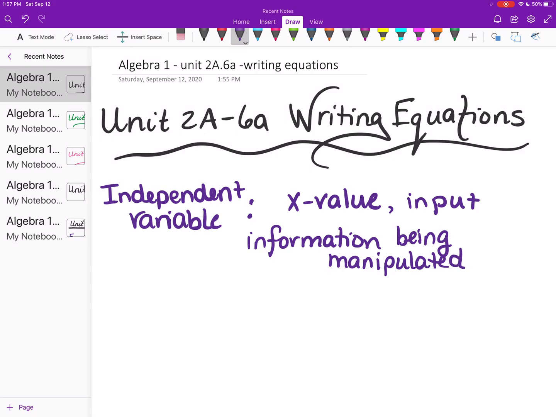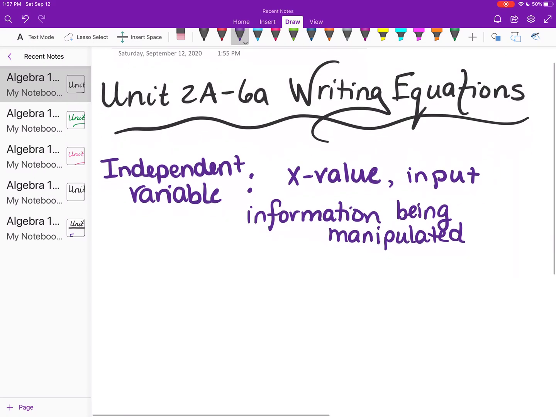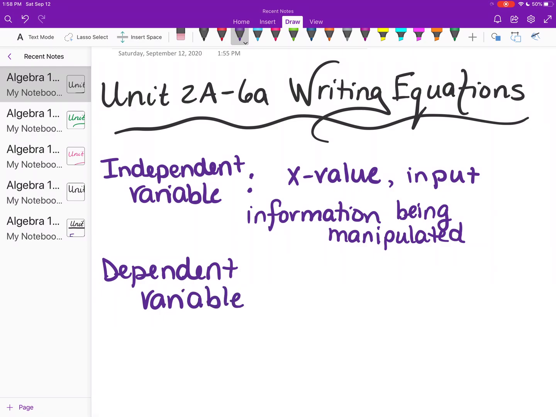So this is being changed by an outside force. We're changing up by figuring out different heights. We're changing the temperature to see what that does to sales. So the independent variable is being manipulated by a force on the outside, okay? The dependent variable is the opposite. It is our y value. It is our output. It is the information responding.